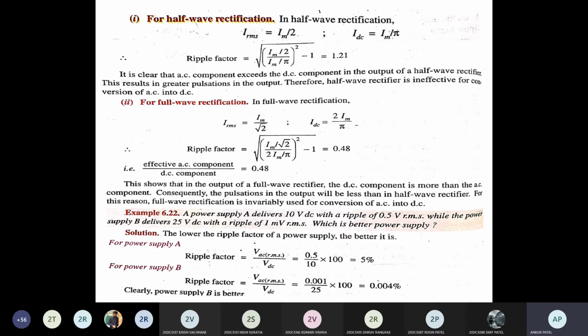Any doubt? Any query regarding this full wave operation, full wave frequency calculation, ripple factor? Anyone having?